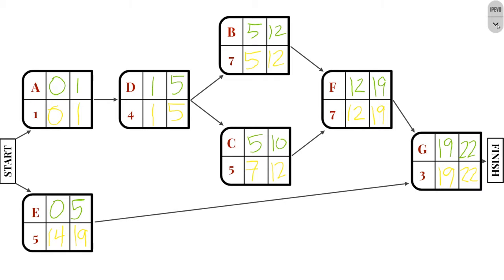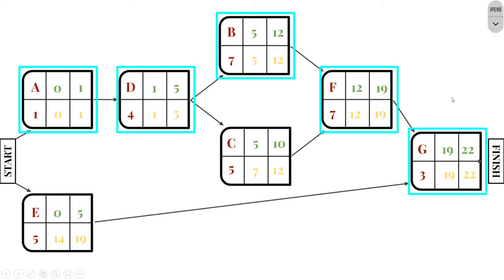We have a special name for activities that don't have any slack time, and that's called the critical path. So you can see that A, D, B, F, G is our critical path through the network. It's the longest path, and it's also the path where every activity has to start on time in order for the project to be completed on time.